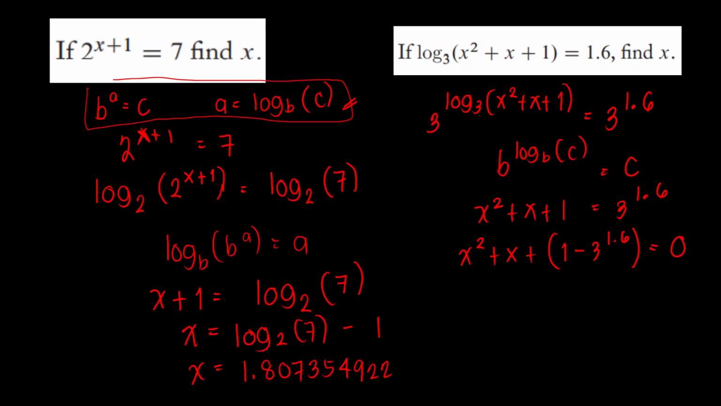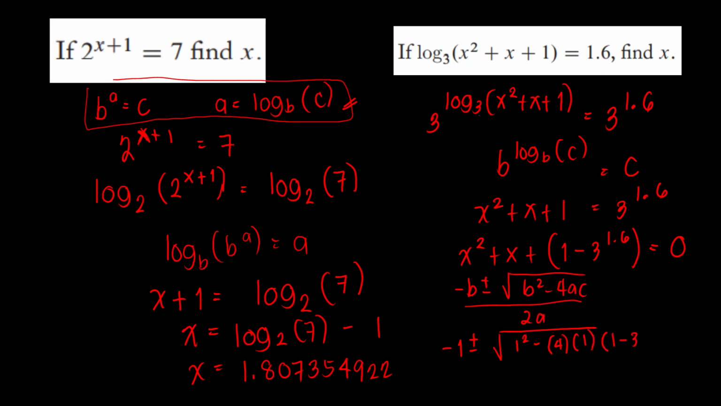Ang gamitin natin dito to find x is the quadratic formula. Diba? Negative b plus minus square root of b squared minus 4ac over 2a. So, plug in the values. Negative 1 plus minus square root of 1 squared minus 4 times a times 1 minus 3^1.6, that is the c, over 2 times 1. Okay? So, ang magiging kalalabasan ng x dito, tandaan na may plus minus.